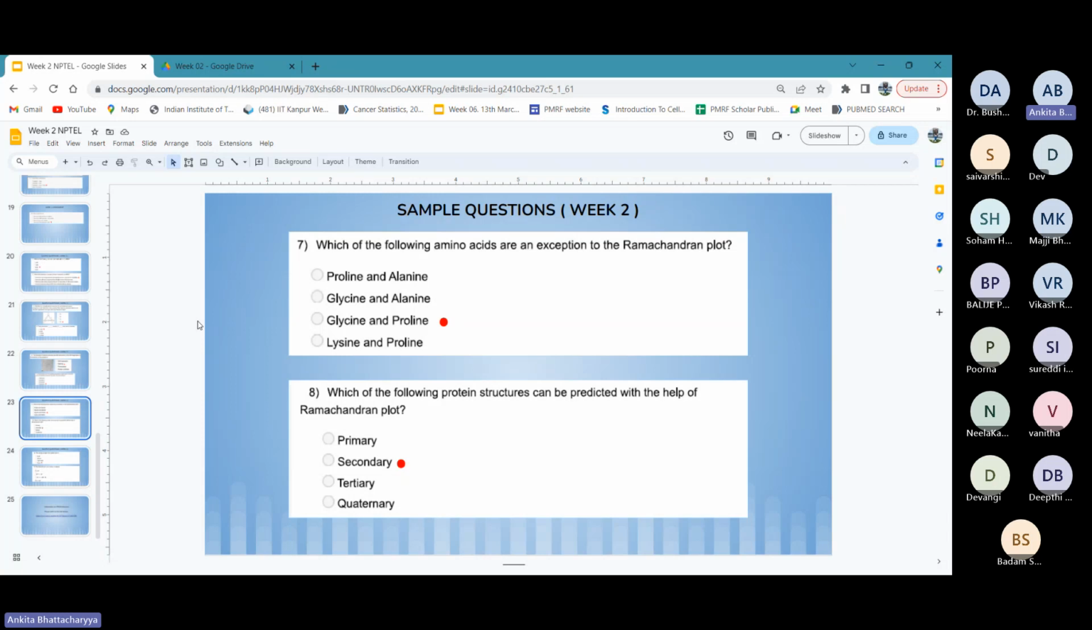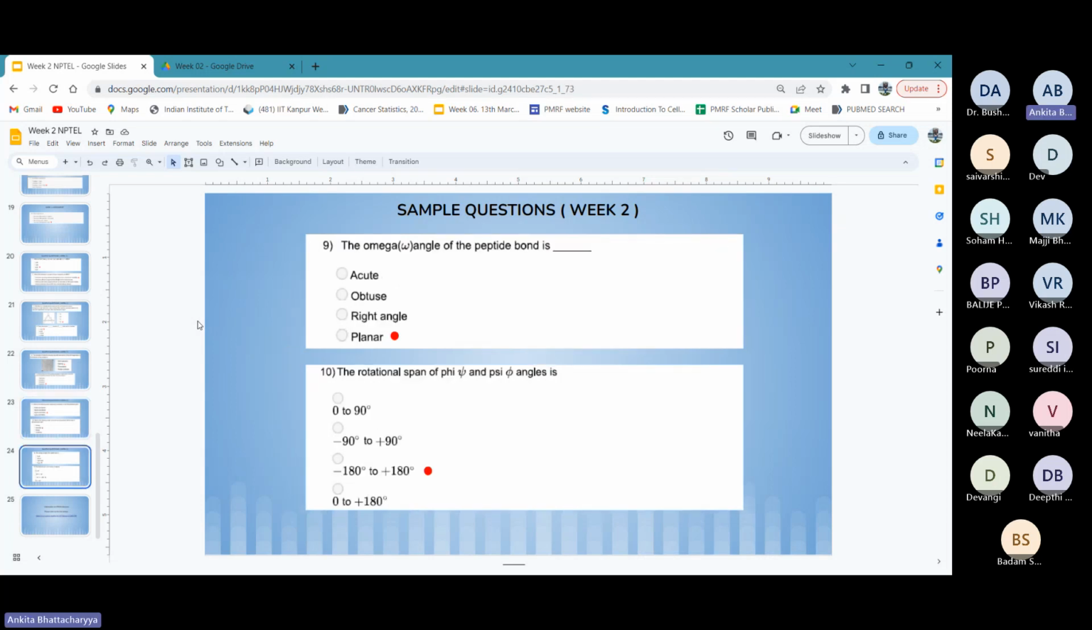So in that case, only some regions can be attributed to have alpha helices, some have left-handed, some have right-handed alpha helices, some have beta sheets, beta turns, etc. So the secondary structures of proteins can be quite easily predicted with the help of the Ramachandran plot.